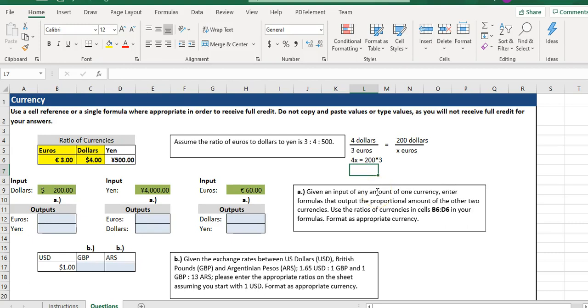And now I want to solve for x, and so to do that I'm going to divide by 4. So x is going to equal 200 times 3 divided by 4. Okay? So I could put that in my calculator, and I could come up with the answer. And since I'm dealing with euros, I would put my answer right here with euros. But I don't want to do that. I want to use cell references, and I want to use calculations using these cell references.